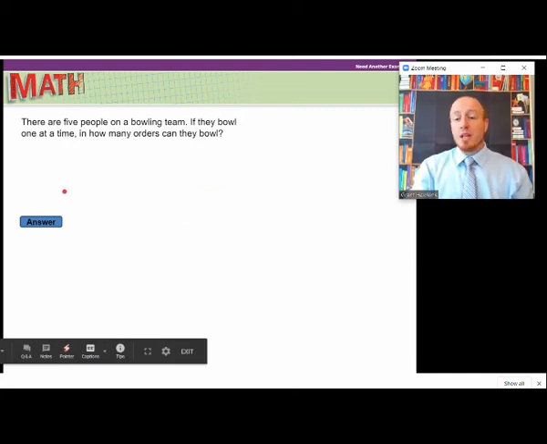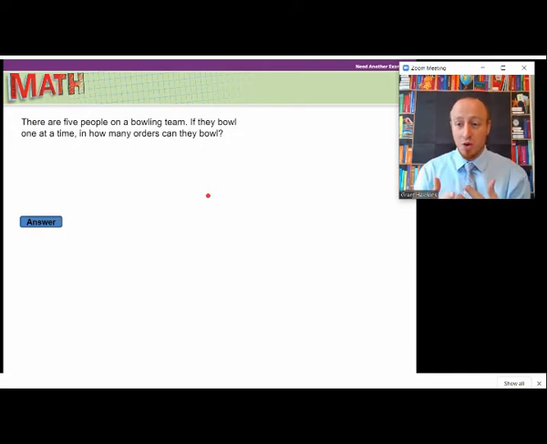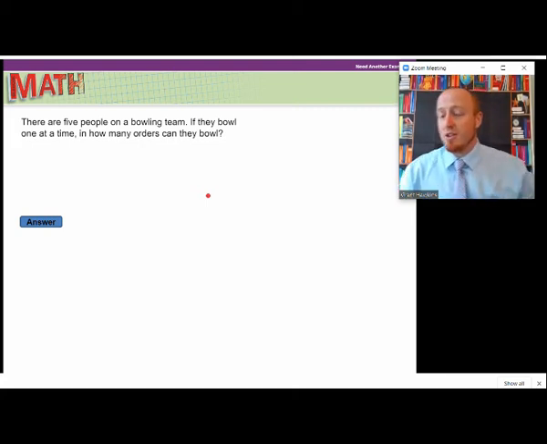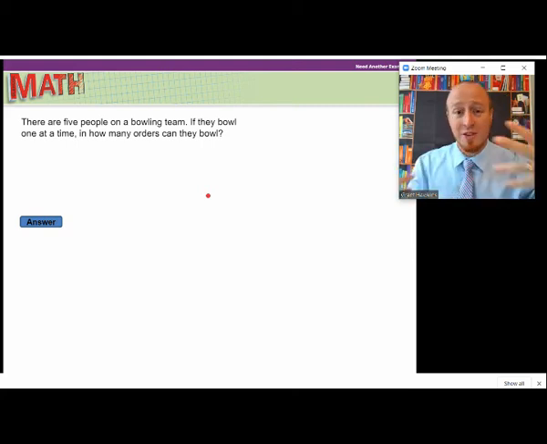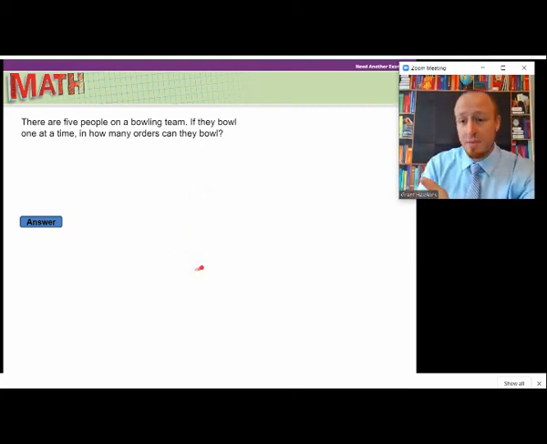There are 5 people on a bowling team. If they bowl one at a time, in how many orders can they bowl? If you wouldn't have seen that first example, this would take you forever to figure out. You could say, okay, there's 1, 2, 3, 4, 5, or you could do 1, 2, 3, 5, 4, or you could do 1, 2, 4, 5, 3, or you just have to make a humongous list. But let me ask, of the 5 people, how many can you choose to go first? Or how many are you choosing out of to go first?